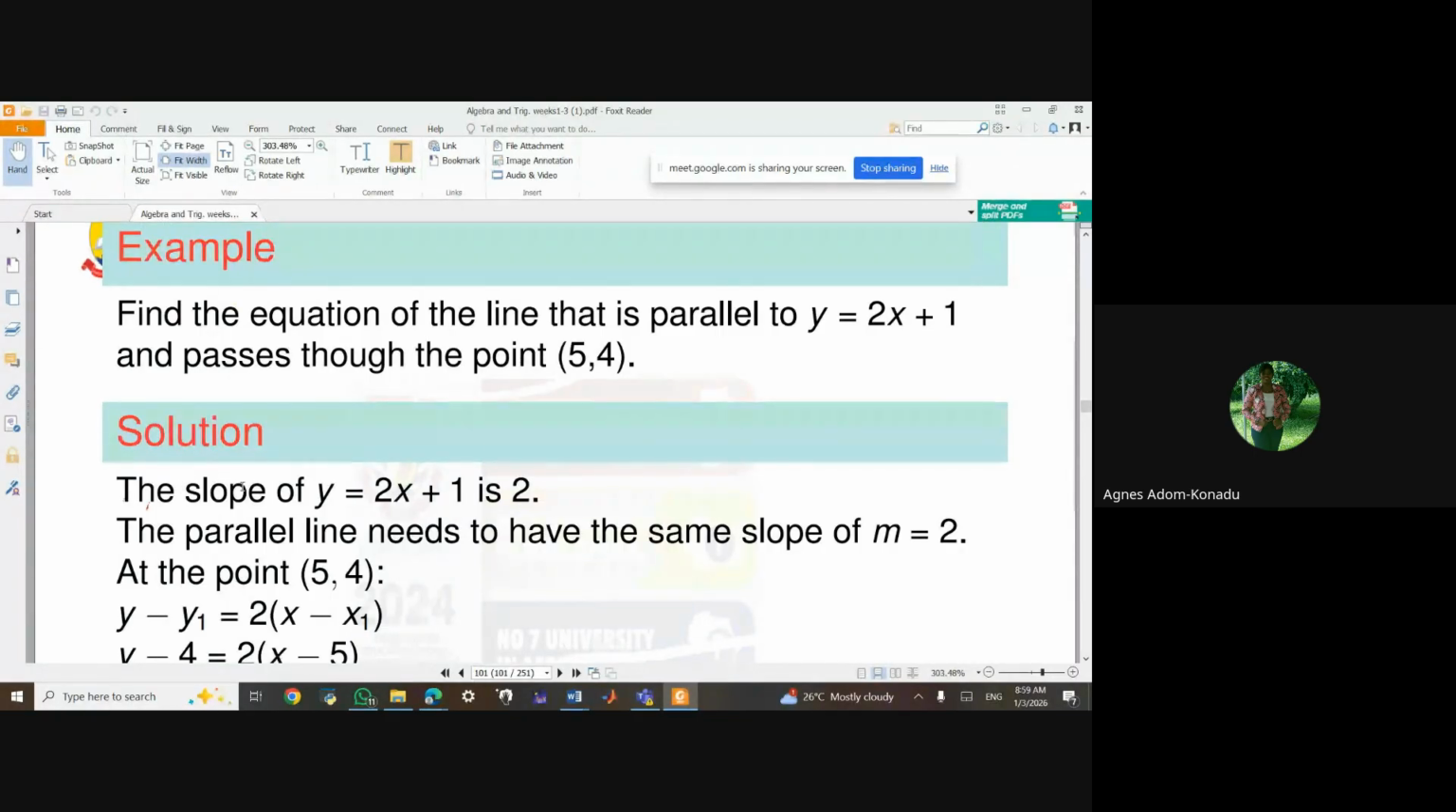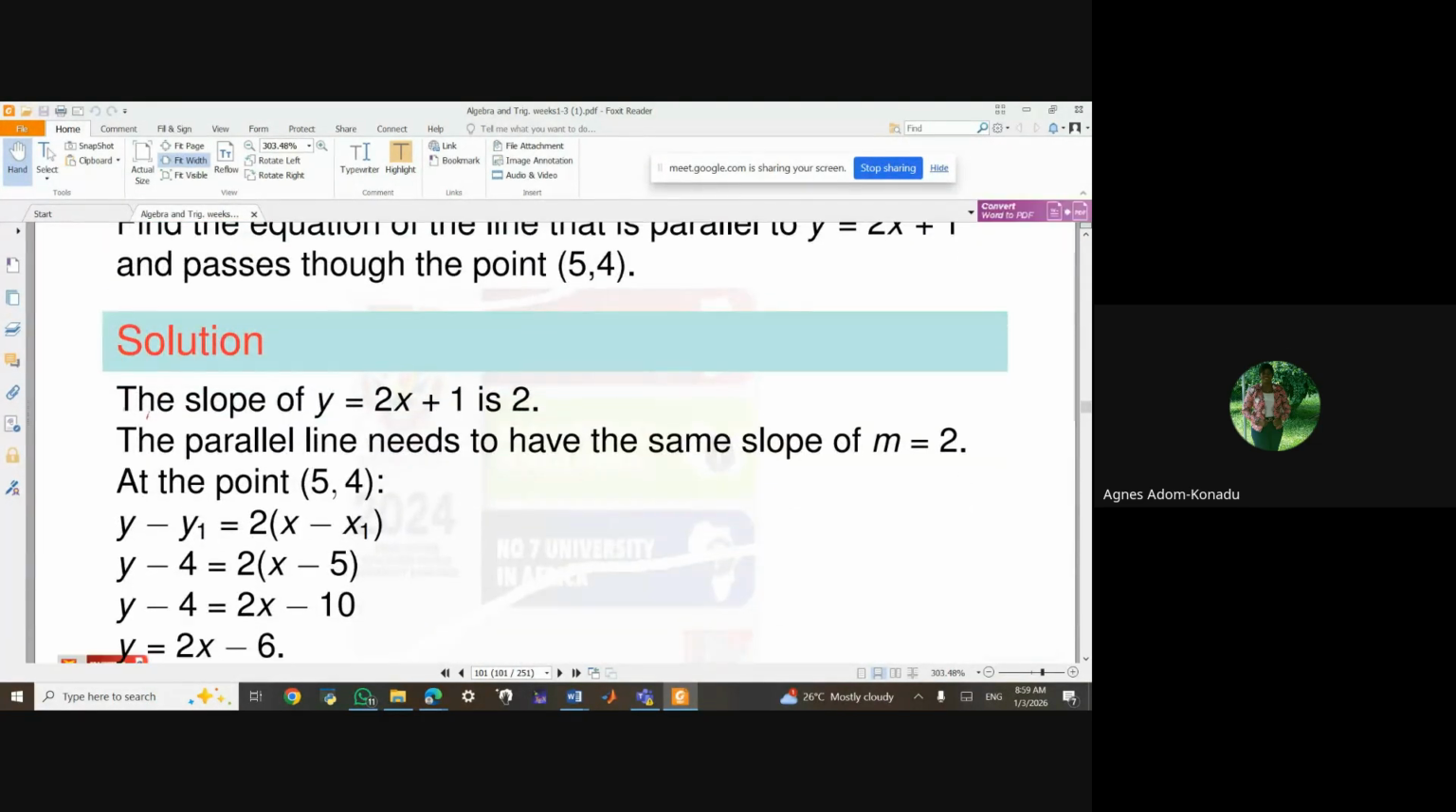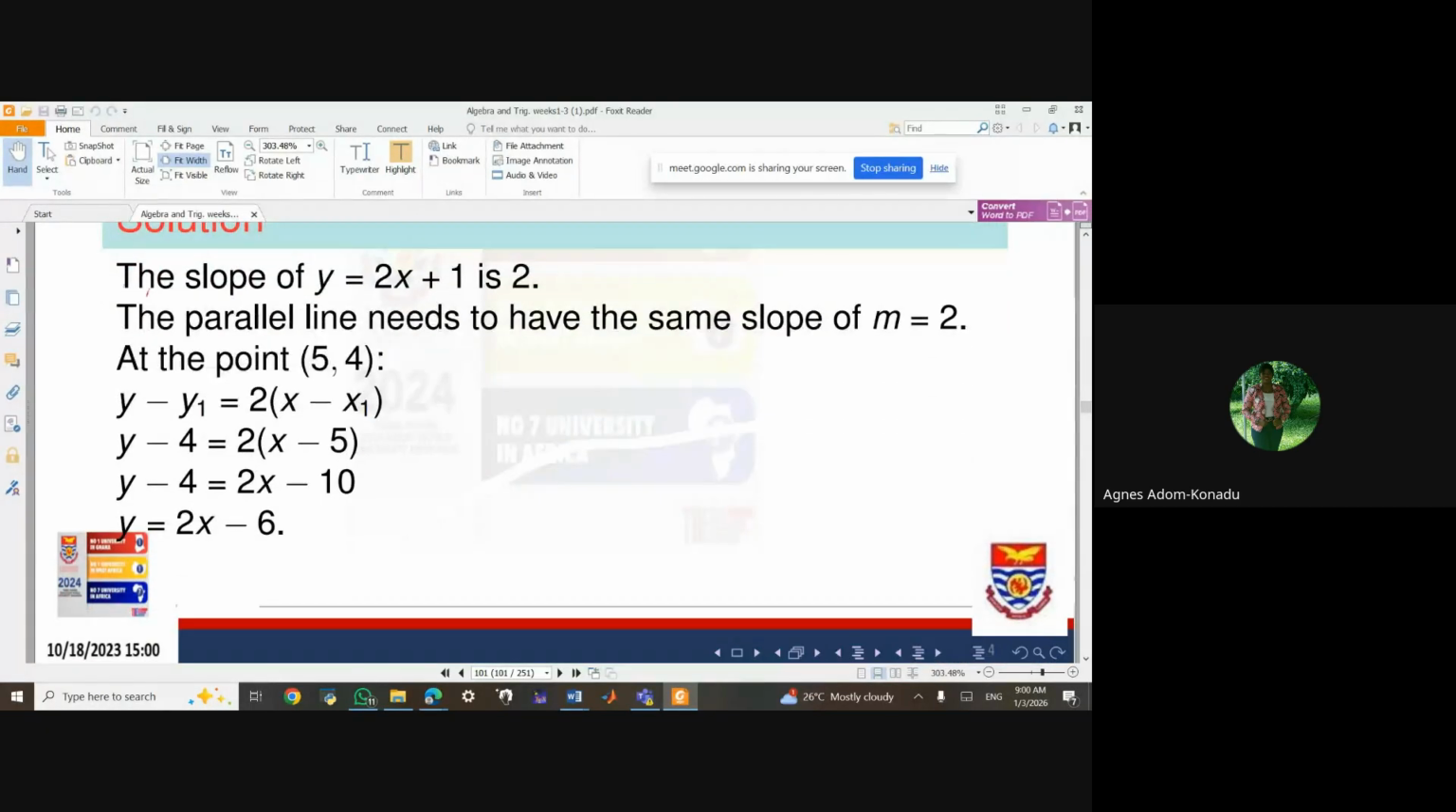So the slope of y = 2x + 1 is 2, and the parallel line needs to have the same gradient or slope. So the slope of the line through this point is also 2. The equation will be y minus y1 is equal to 2 into x minus x1. So I have y minus 4 is equal to 2 into x minus 5. Then when I simplify, I'm going to get y equal to 2x minus 6.